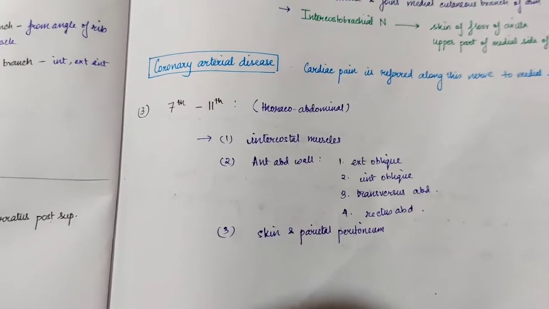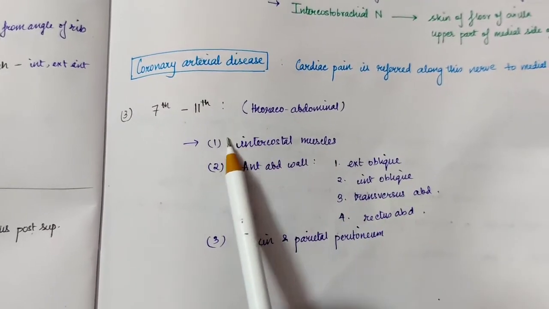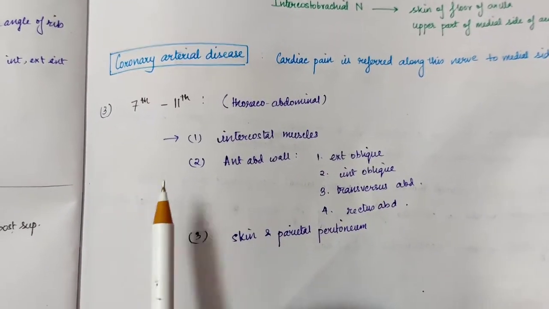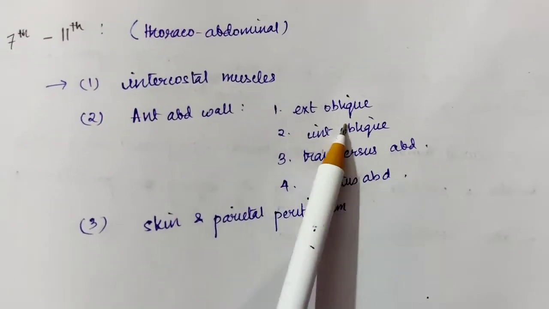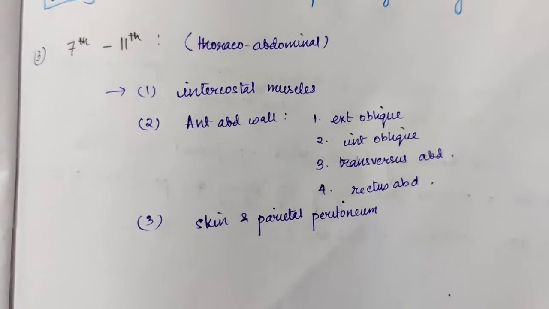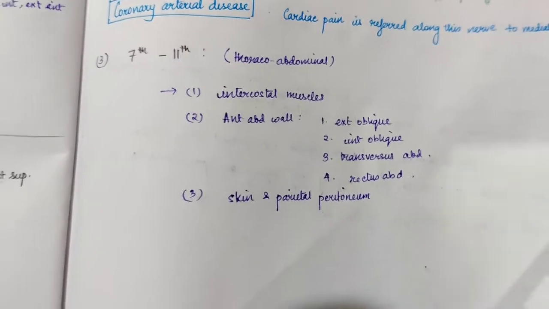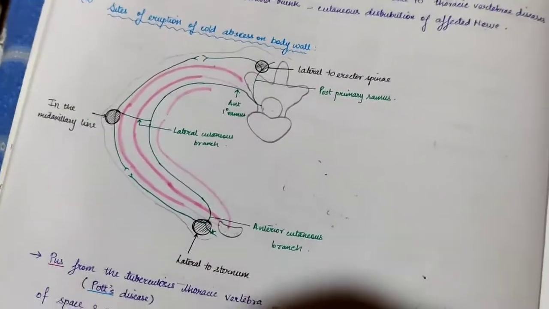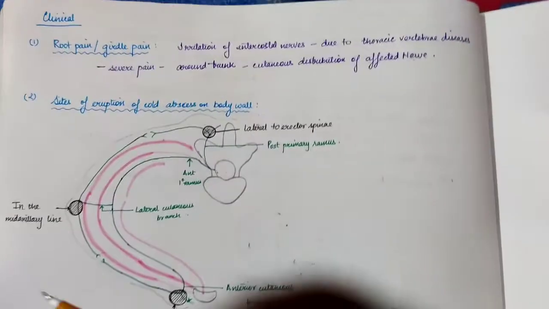Okay, next we have the 7th to 11th nerves. Those are also called the thoracoabdominal nerves. These supply the intercostal muscles. They also supply the anterior abdominal wall: external oblique, internal oblique, transversus abdominis and rectus abdominis, the skin, and the parietal peritoneum.